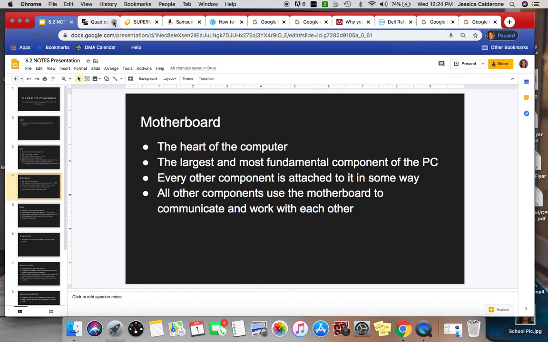Okay. So now here we come to motherboard. Okay, the motherboard is the heart of the computer. Okay, the computer needs the motherboard to function. All the components of the computer sit on the motherboard. Okay, so type down these facts on your sheet, pause it.